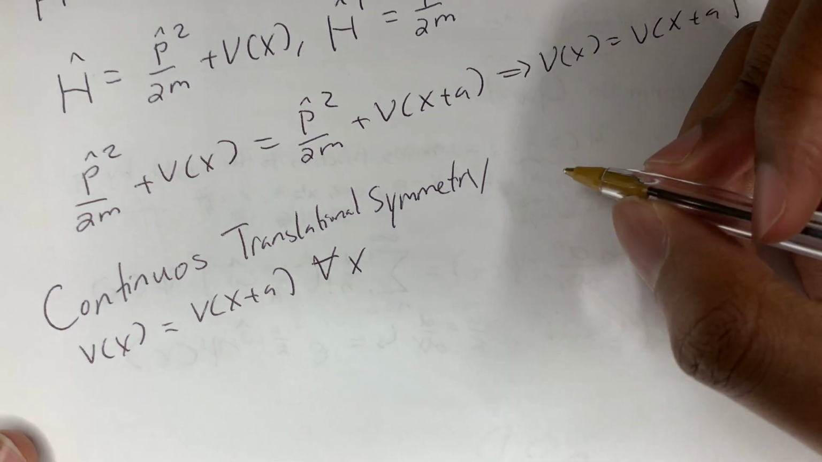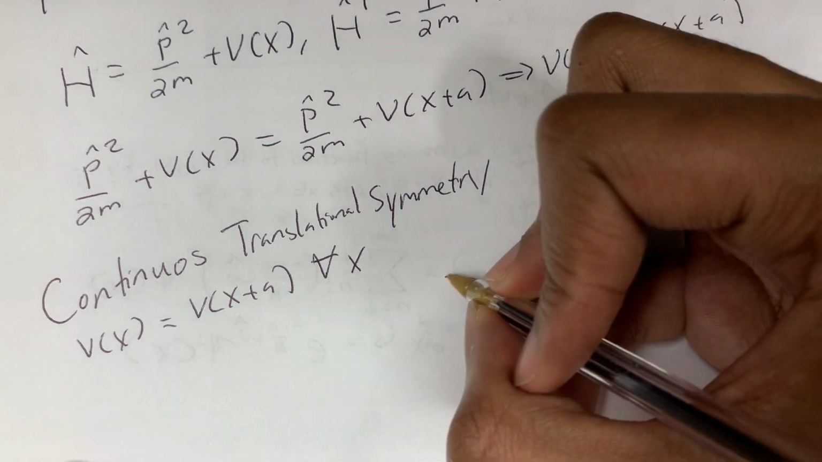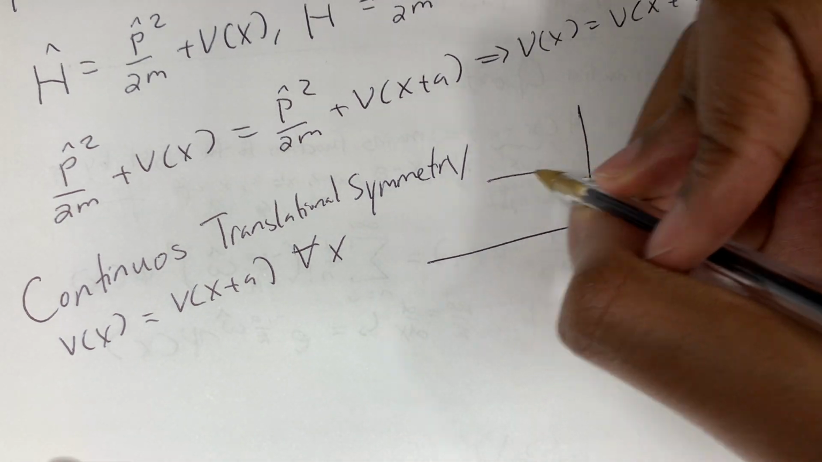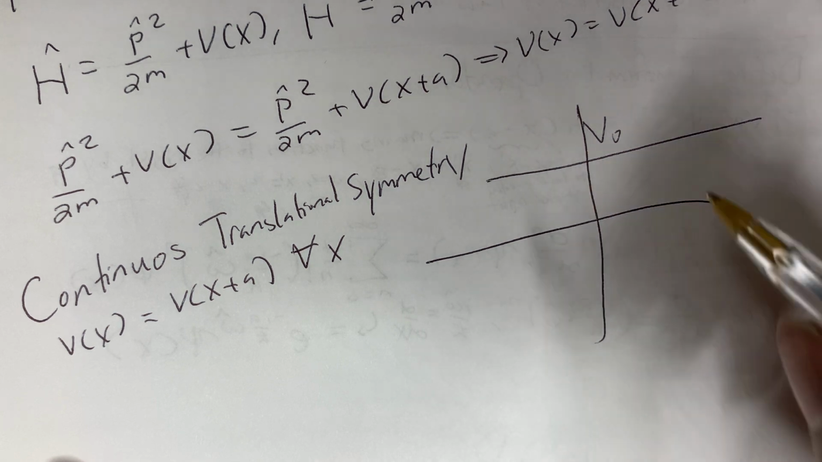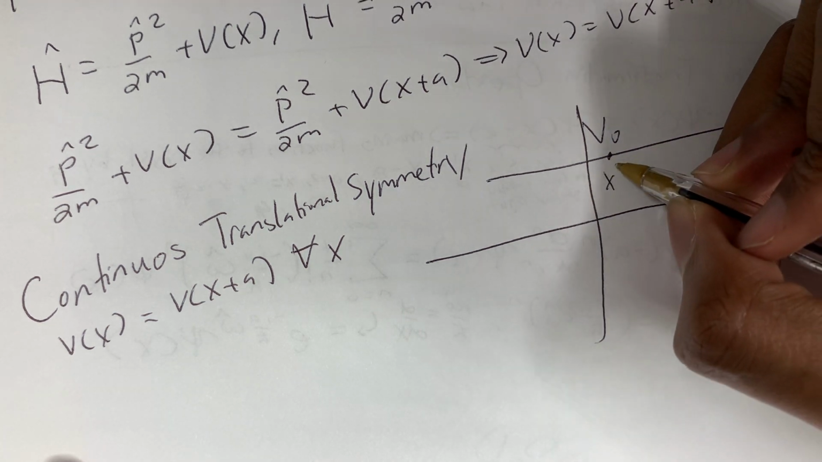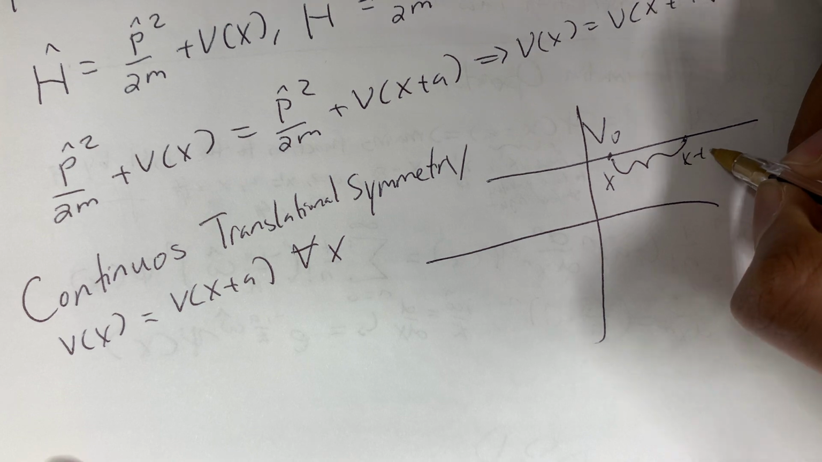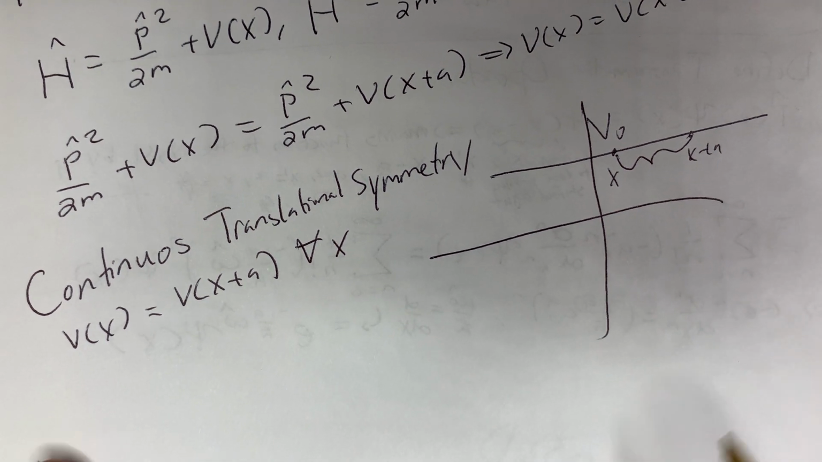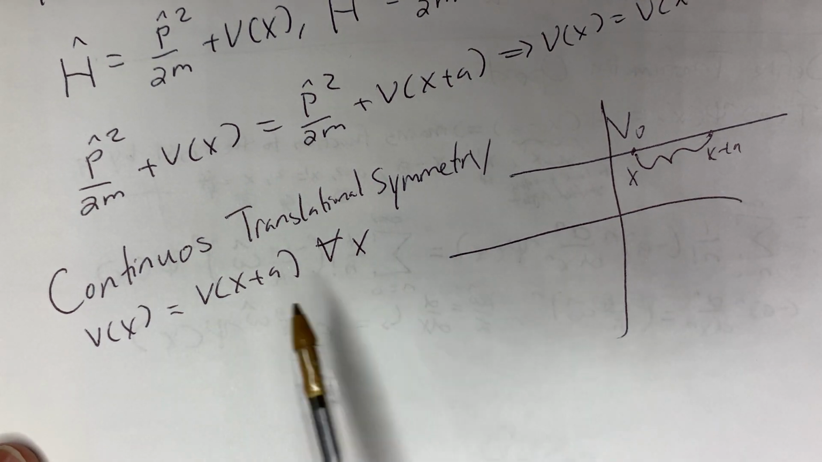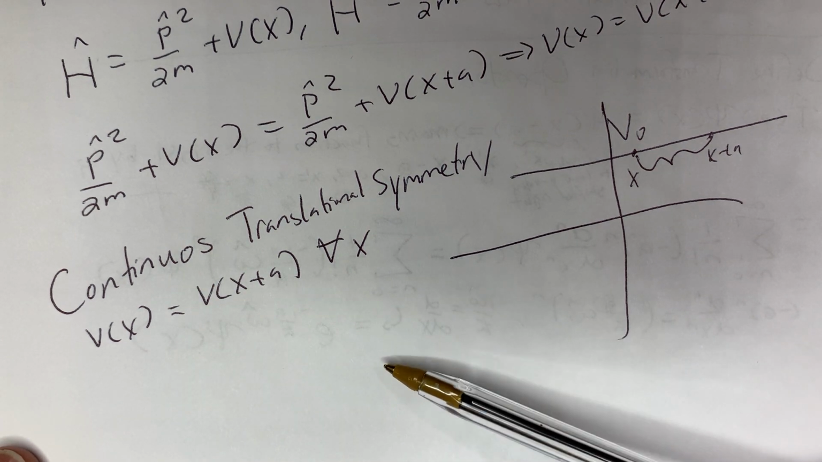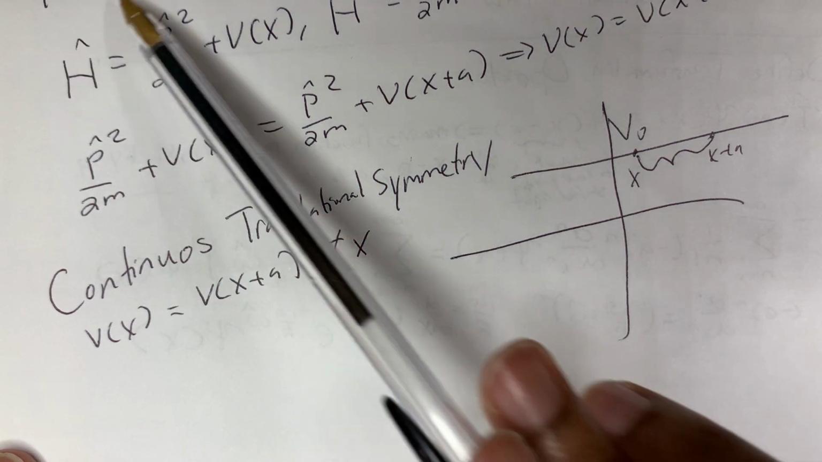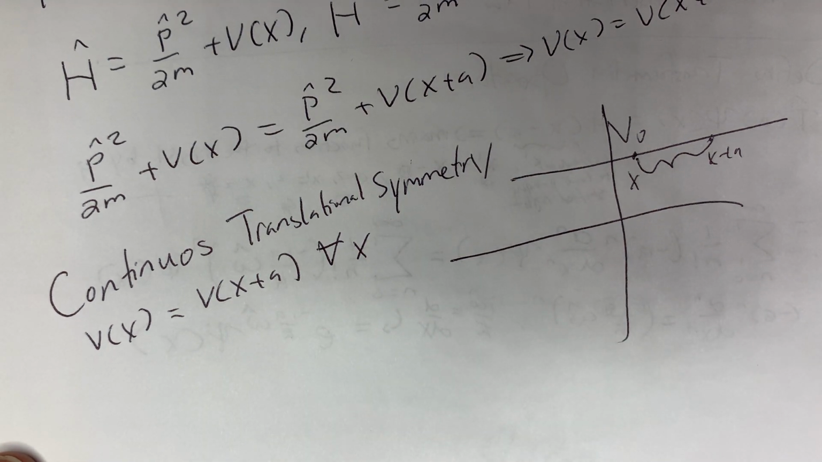This trivially corresponds to having a potential that's constant. That doesn't change. Because if it doesn't change, then the potential at x and the potential at x plus a will be precisely the same. So we have a continuous translational symmetry. That just means that our potential, we move it a bit, it's the same, and that implies that the Hamiltonian is symmetrical. Okay.